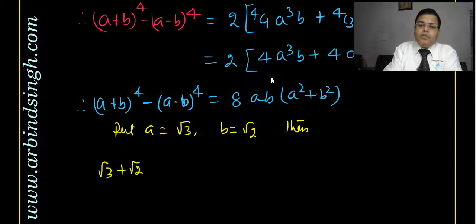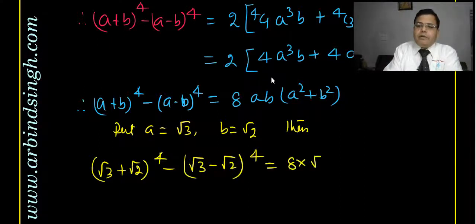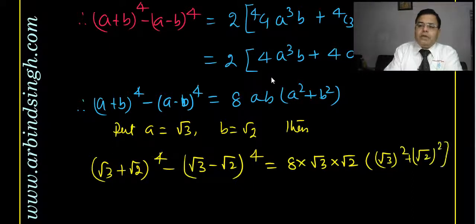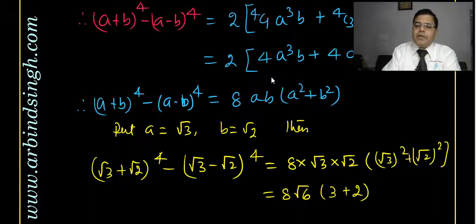(√3 + √2)^4 − (√3 − √2)^4 is equal to 8 times √3 times √2 times (√3² + √2²), and that will come here as 8√6. √3 squared is 3 and √2 squared is 2. 3 plus 2 is 5, and 8 times 5 is 40. So 40√6 is the answer to this question.